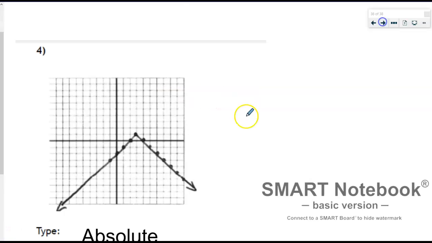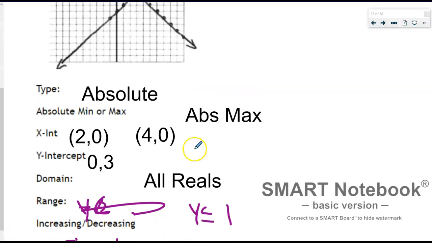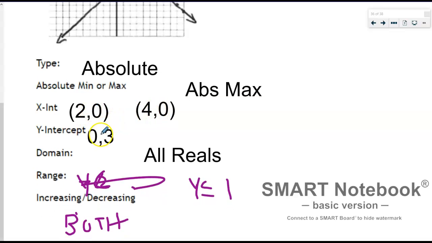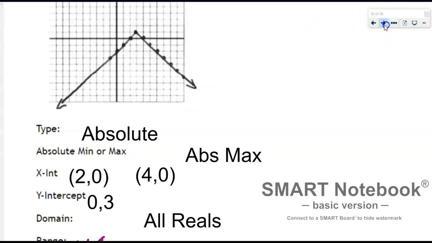All right, so for this first one, I had an absolute max. It has two x-intercepts at (2, 0) and (4, 0). A y-intercept at (0, 3), and the domain was all reals. The range was y is less than or equal to 1, and it does have both. It's both increasing and decreasing.